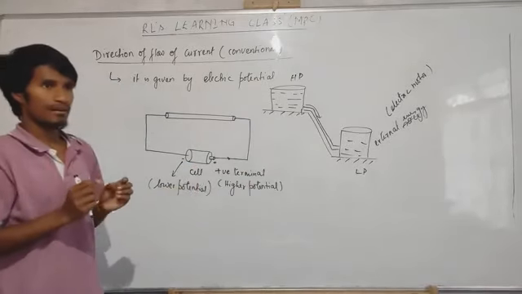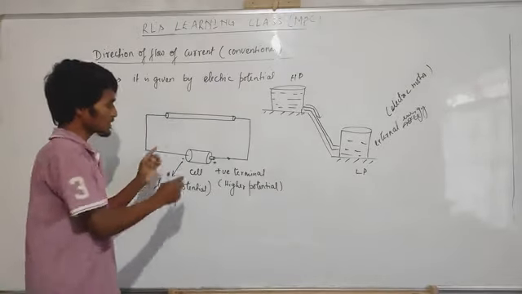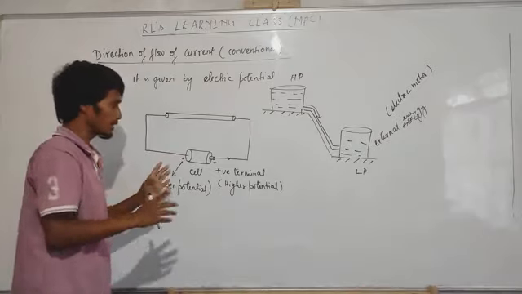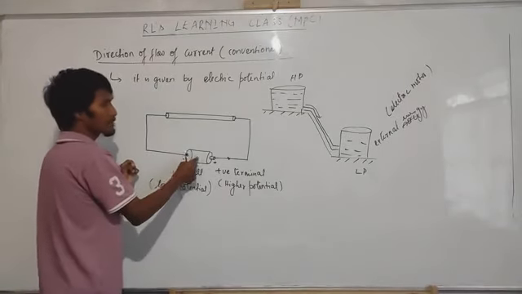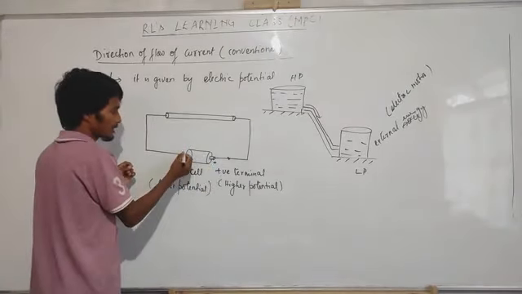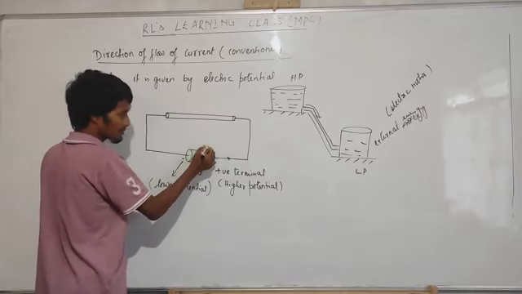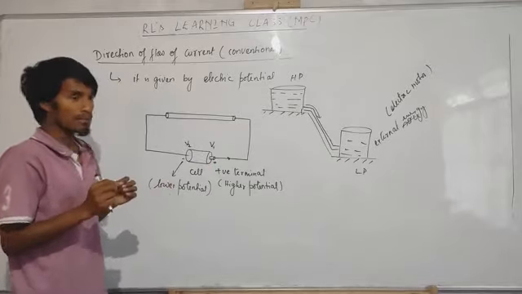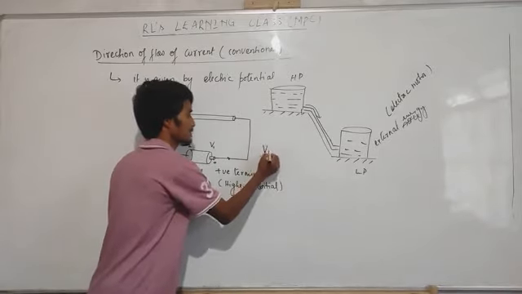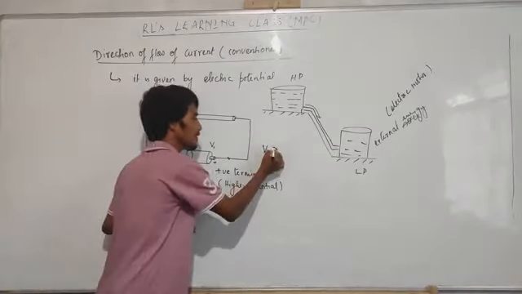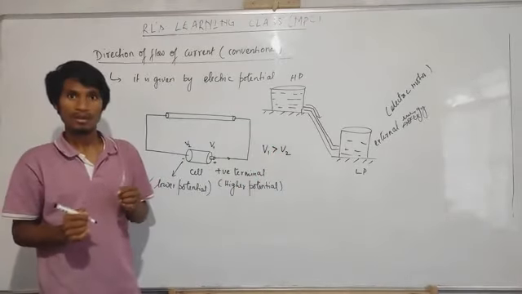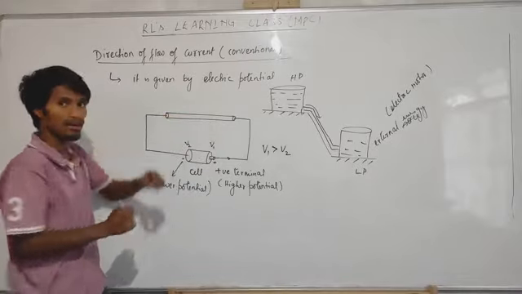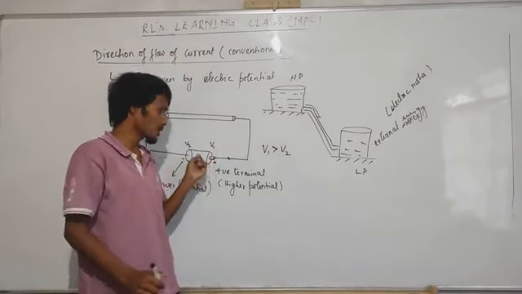Remember, for this current to move, otherwise there will be no flow of current. To maintain that this current will continue to flow, remember the difference between, let me take here, the potential here is V1 and here the potential is V2. Remember, V1 should always be greater than V2. The potential at this point should always be greater than the potential at V2, then only the current will flow.